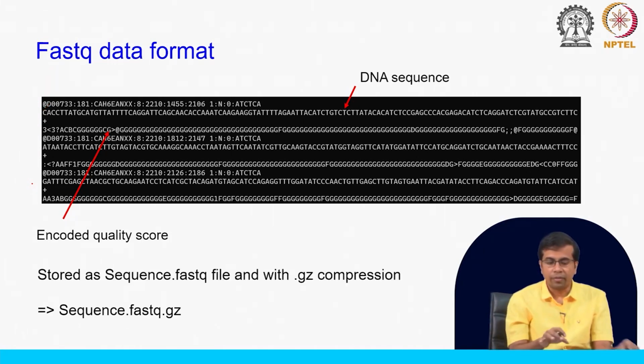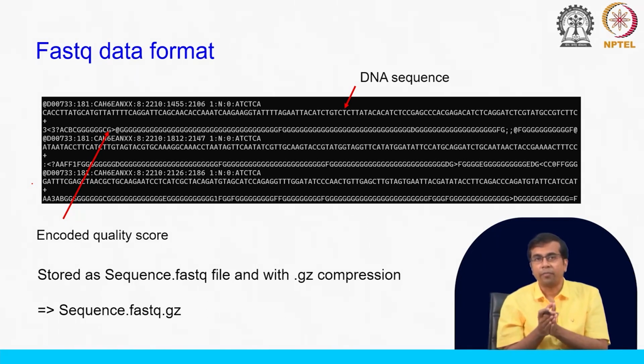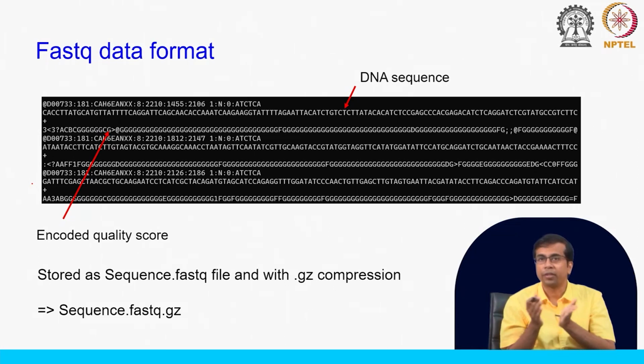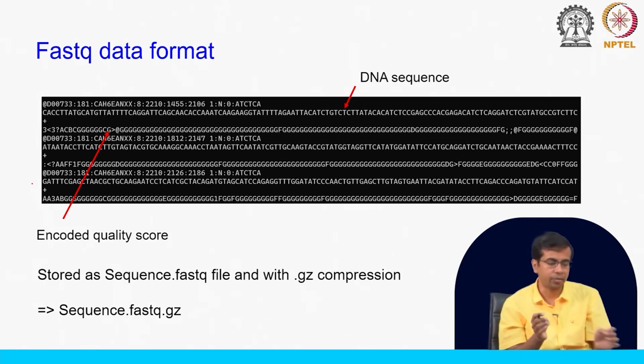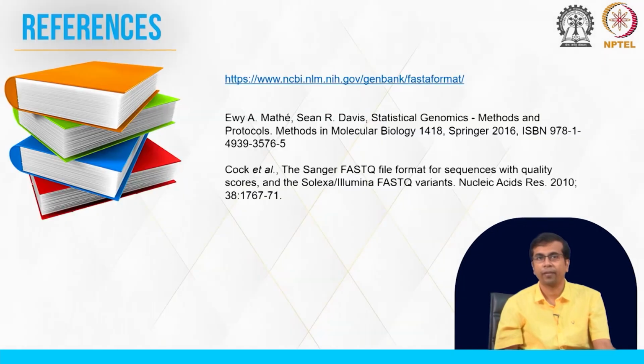What you will see is that most of these files come in this sequence .fastq format. So, the name will be some sequence name, then .fastq, and most of the time they are also stored with .gz compression. This is a compression in Unix, and it again reduces the file size. So, the final file name would be sequence.fastq.gz. This will be useful when we actually do the hands-on tutorial.